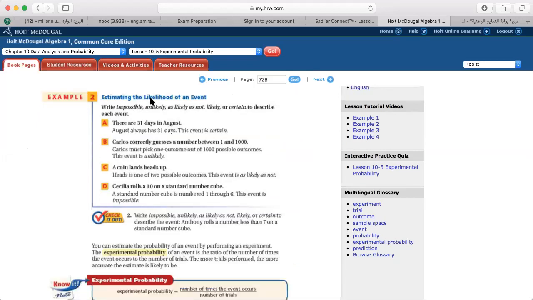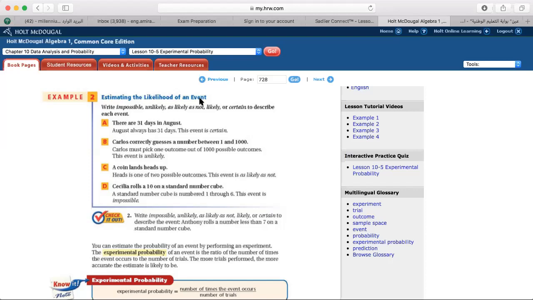Estimating the likelihood of an event. Likelihood. What is likelihood? Likelihood means it is impossible, it is certain, it is likely, it is unlikely, it is 50%. This is called likelihood. Okay? So there are 31 days in August.